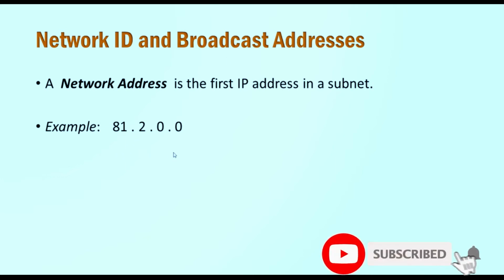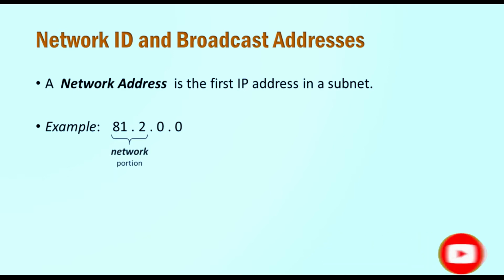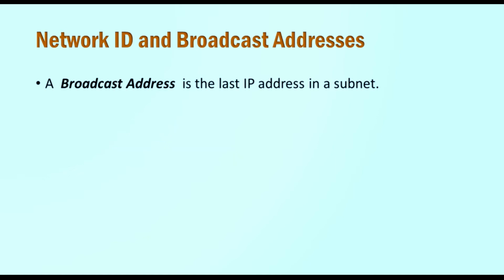Here we have an example, 81.2.0.0, where the first two octets are the network portion and the second two octets are the host portion. The network address has its host portion filled with zeros, and the broadcast address is the opposite. A broadcast address is the very last IP address in a subnet.